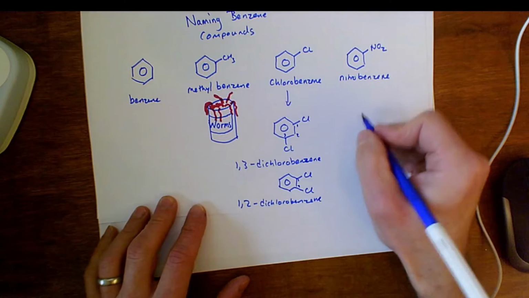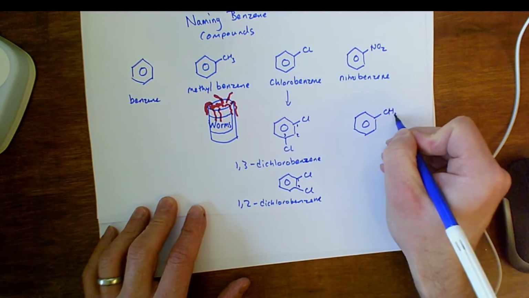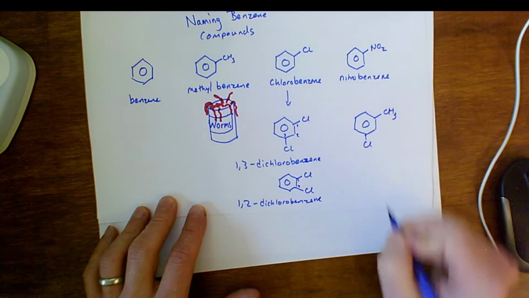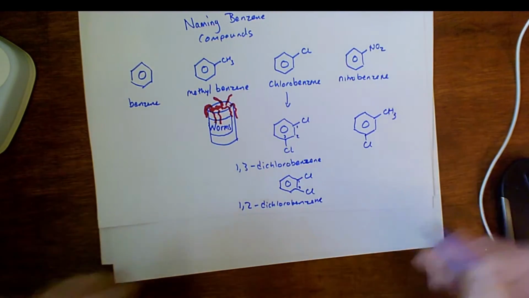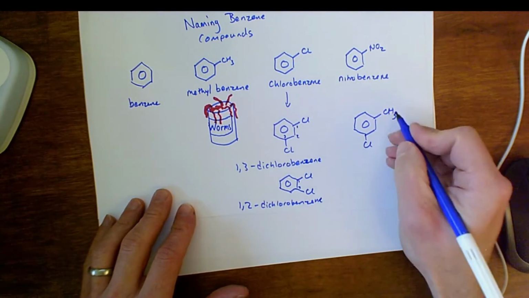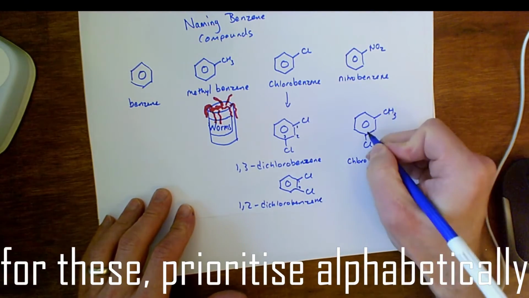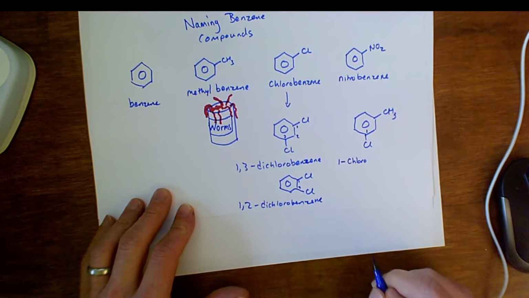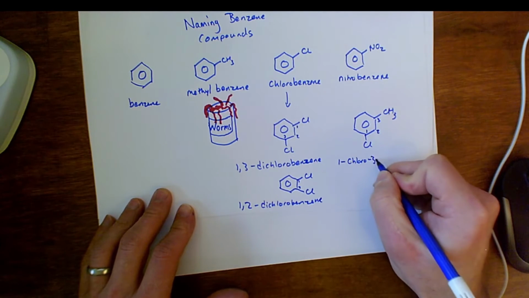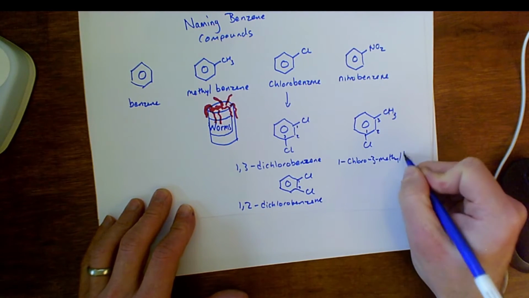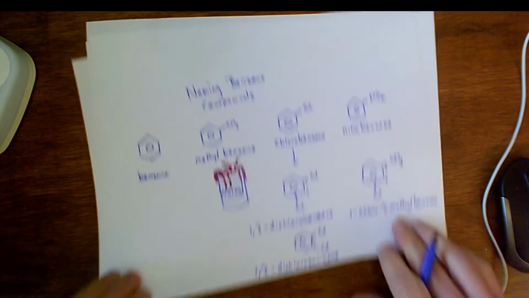What if I have a couple of other things on there? What if I have a methyl group, CH3, and, I don't know, another chlorine here. Okay, what am I going to do with this? Well, we need to number these and we need to prioritize them. So chloro, methyl, chloro comes first. Chloro, and I'm going to put that on the number 1 carbon, 1-chloro. Then I've got 2, 3, so this is the number 3 carbon, 3-methyl benzene. Okay, easy.